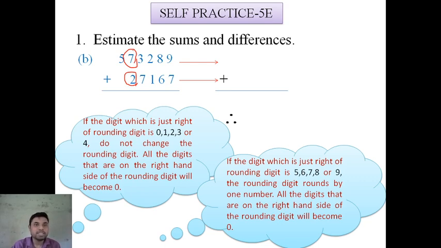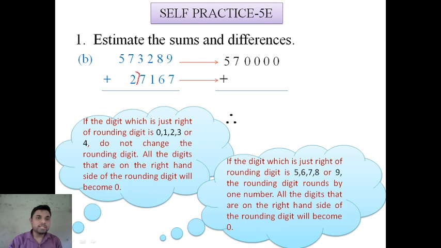So look here. When you round 7, what is just on the right side of 7? It is 3. Is 3 less than 5 or more than 5? Obviously less than 5. So if it is less than 5, this 7 will not change. This 7 will stay 7, so this 57 will be 57. Now, all the digits on the right hand side: how many digits are there? 4 digits. So all will be 0. Is it clear?